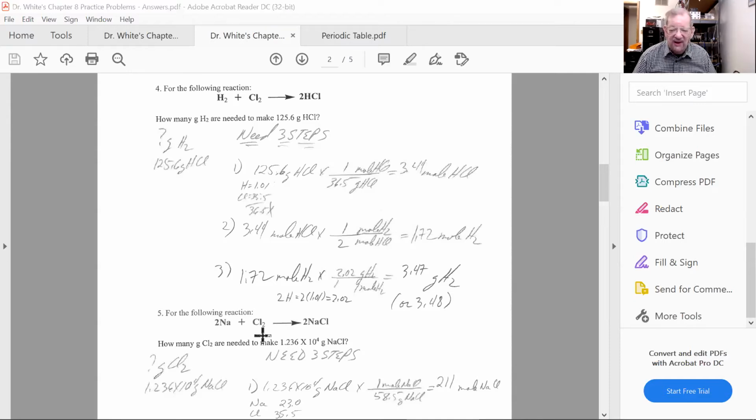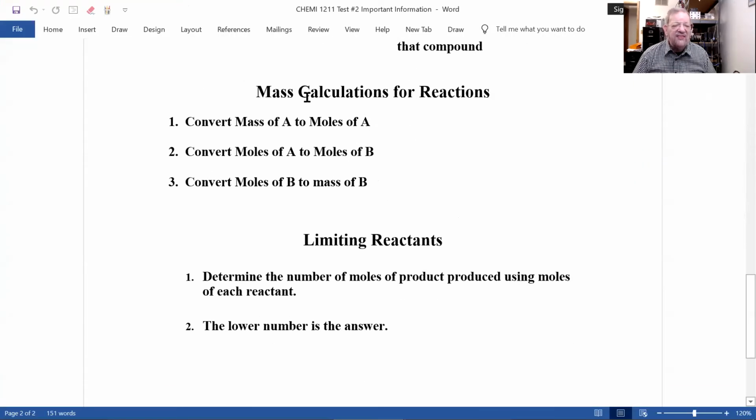Where do you find those 3 steps? Good news, I'm no longer making people memorize everything, and that's mass calculations for reactions. The first step, whatever you're given in grams, meaning the mass, you convert to moles. We did that earlier today. Second step, whatever you have in moles now, you go to moles of your answer. We just did that. And finally, we go from moles of what we just calculated to the grams of our answer, which we also did earlier today. Let's take a look at that.